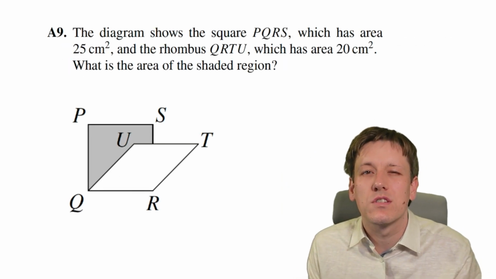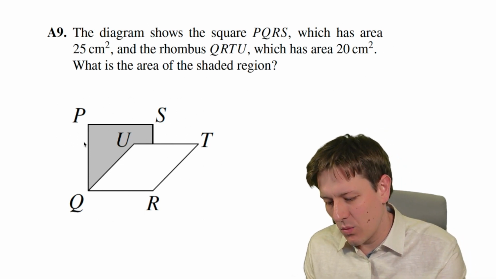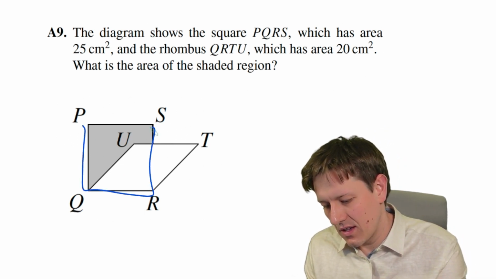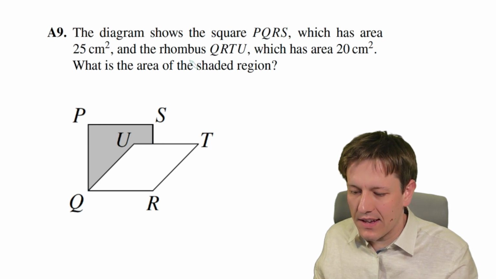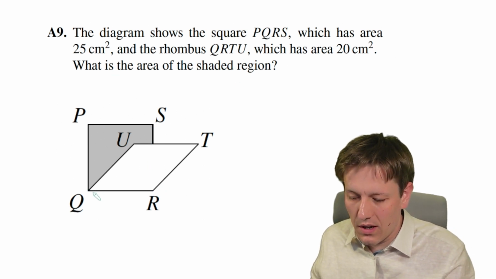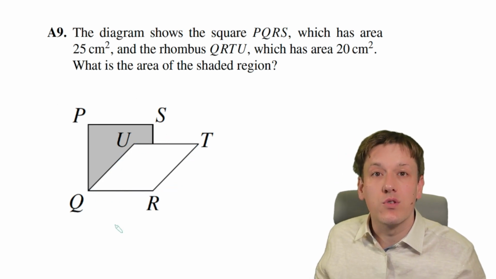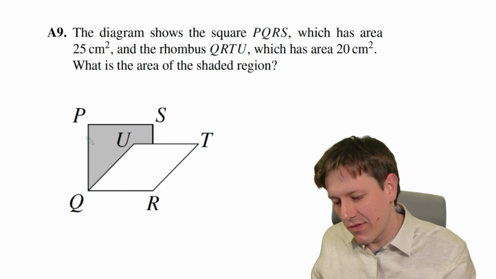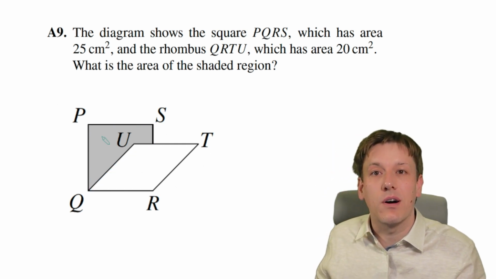The diagram shows a square PQRS. Well, you can imagine that the square is underneath here, and that has area 25 centimeters squared, and a rhombus QRTU here, which has area 20 centimeters squared. What's the area of the shaded region here, this part?